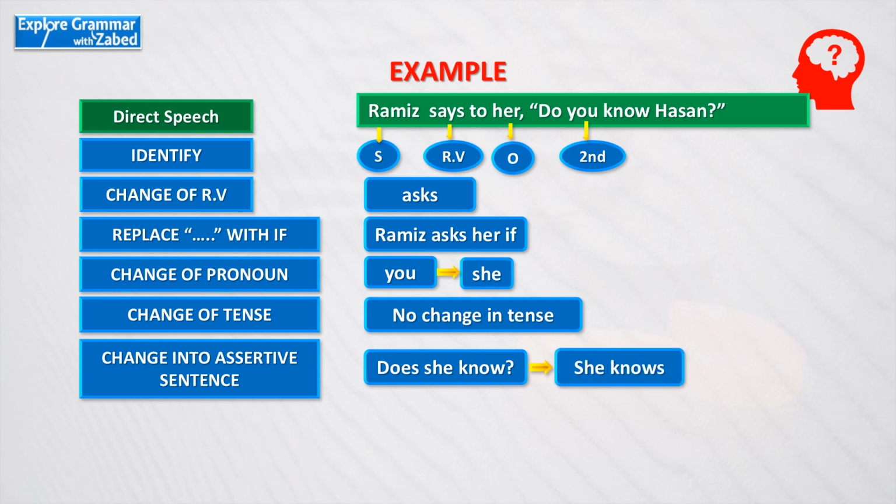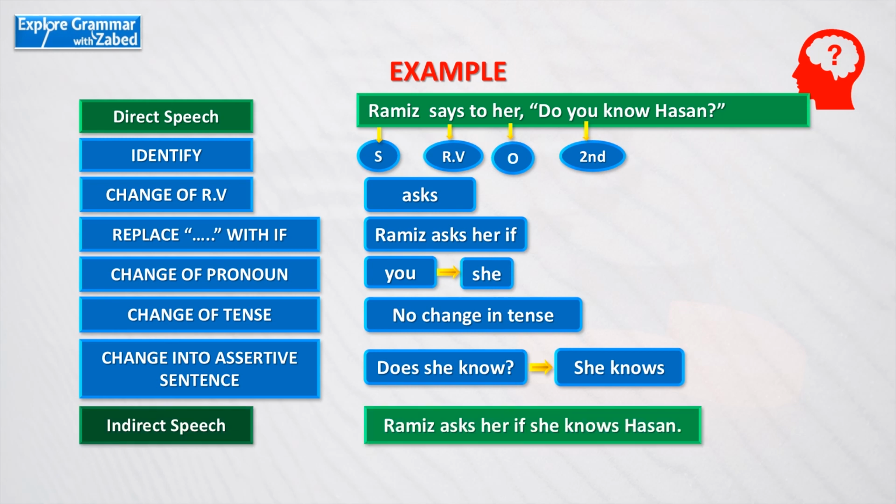Step 7 is the change of words denoting time and place. As there are no such words, this step won't come here. Step 8 is to use full stop instead of question mark or the sign of interrogation. After applying all the steps, finally, the indirect speech looks like Ramiz asks her if she knows Hassan. Let's look into one more example of it.